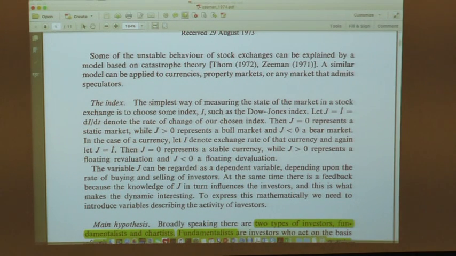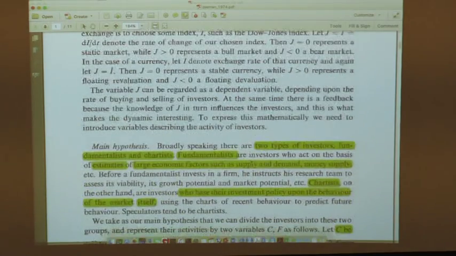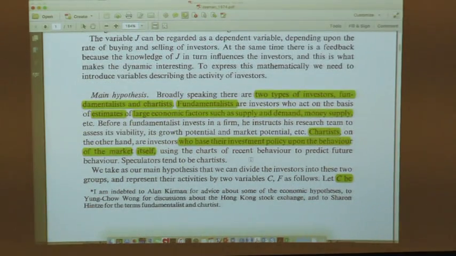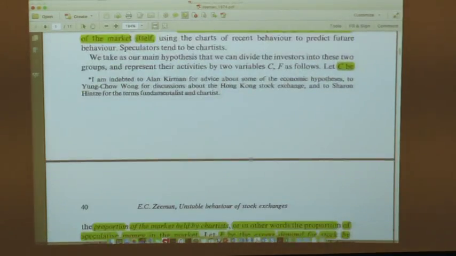And if J is equal to 0, then you can say it's a static market. J greater than 0, it's a bullish market. If J is less than 0, it's a bearish market. And it applies to other currencies or whatever he says. So you have two types of investors, C and F. C is the proportion of speculators in the market. F is the proportion of the fundamentalists in the market.